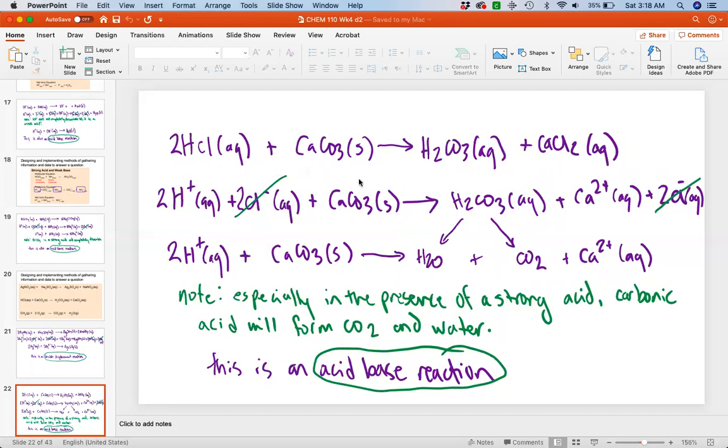So if we think about our spectator ions, the only ones that are spectators in this case are our chloride ions, because again, the calcium is part of this solid, so it has a phase change, whereas here the calcium is aqueous, and so we want to make sure that we include the calcium as well in our net ionic equation. This is really important to note. In the presence of a strong acid, carbonic acid is going to form carbon dioxide and water, which is what's shown here. So when we think about this net ionic equation, we might be tempted to represent carbonic acid as the product. In reality, we're going to form water and CO2. And again, this is an acid-base reaction.